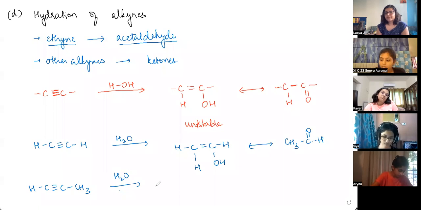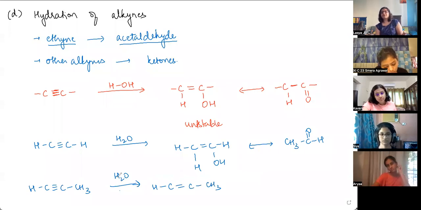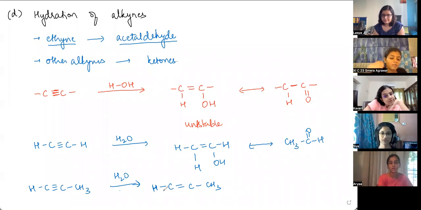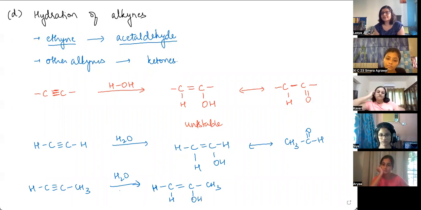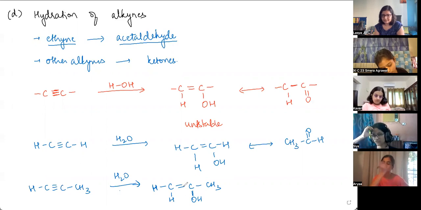on adding water, where do you think the H will get added, on which side? So addition of water, hydration means H gets added on one side and OH gets added on the other side, right? So which carbon will get H and which carbon will get OH? The one which already has an H will get H. You get H here and you get OH here. So this is how you end up getting OH on the secondary carbon.